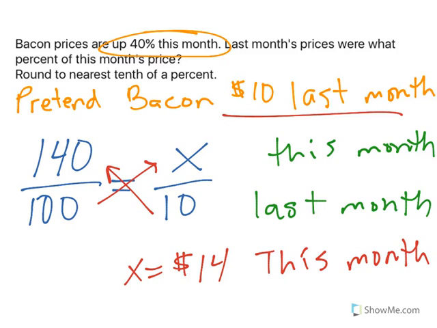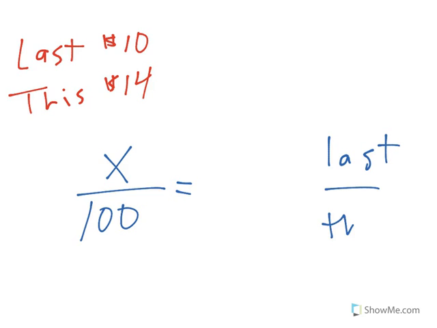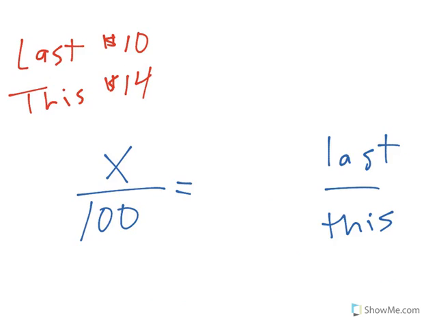So now that we have last month and this month, again, last month, bacon was $10. This month, bacon is $14. And the question is, what percent? Well, when you think about what percent, x over 100. And we're talking about last month compared to this month. So last is going to go on the top. Last month on top, this month on the bottom, because that's what we're talking about. Look at the wording. Last month's prices, whatever comes first, that's what's going to go on top. Or what percent? Okay, so last month was 10, this month is 14.